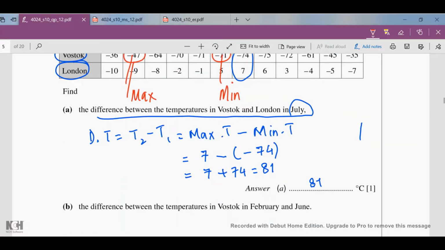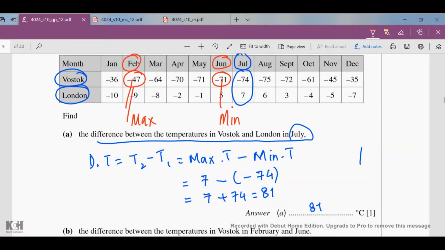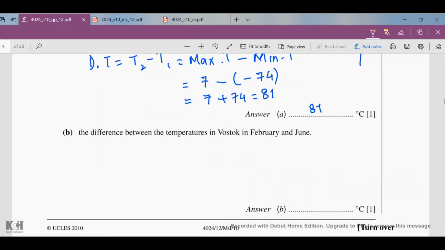Okay, now we can do the maximum is minus 47 and minus 71. Minus 47, minus 47, and minus 71 as a formula. Minus 47 and minus minus is plus 71. When we minus, the answer will be coming 24. Yeah, 24, and we don't need to write the unit because already given degree centigrade.